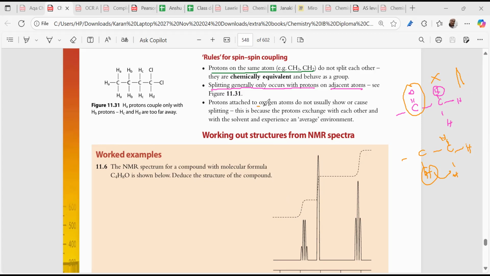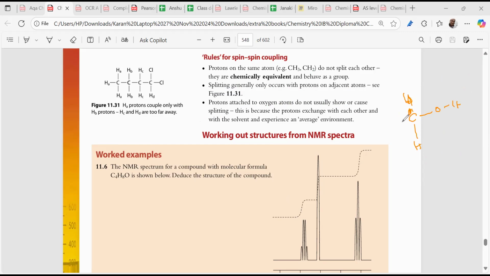Protons attached to oxygen atoms do not show or cause splitting. Clear? Suppose we are having this. Will this hydrogen split this? No. It should always be attached to carbon, right? We saw that also.